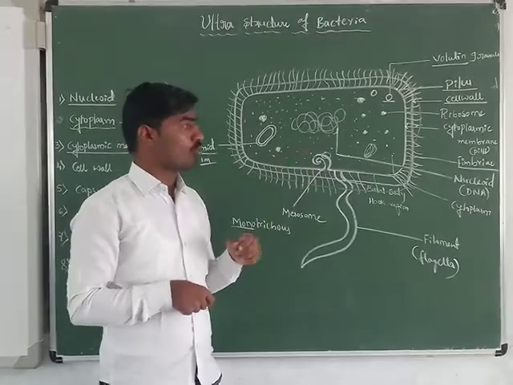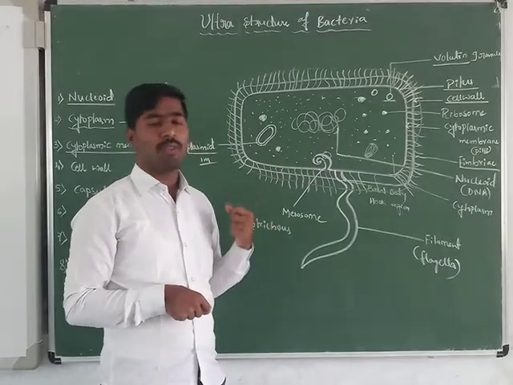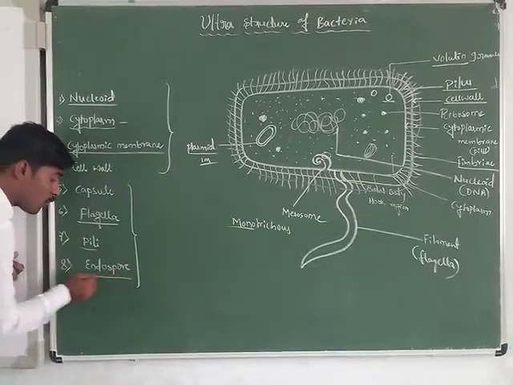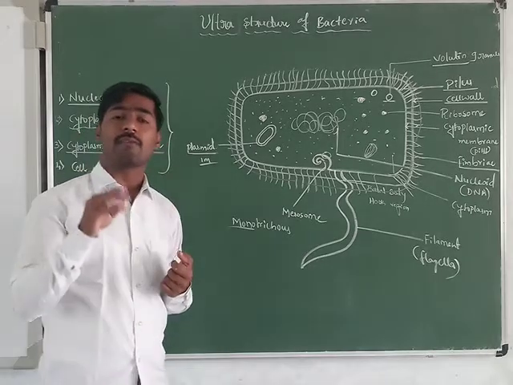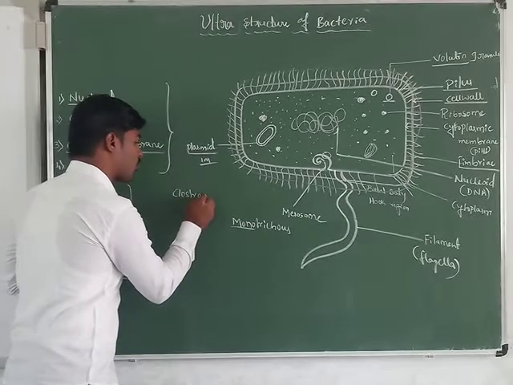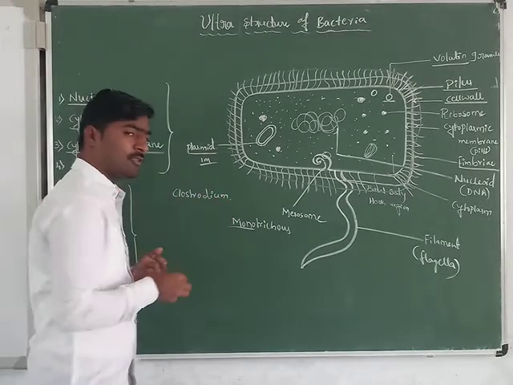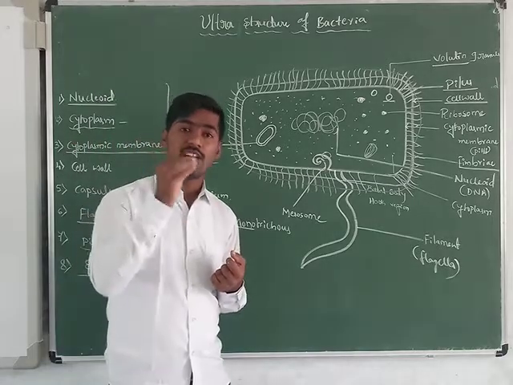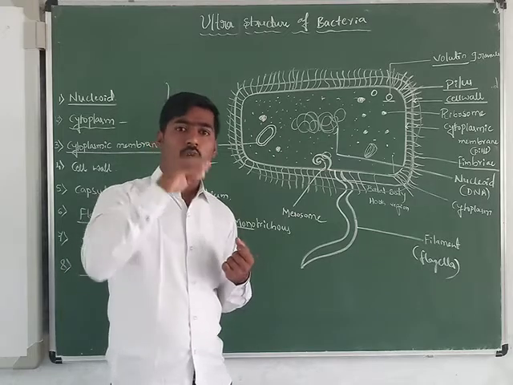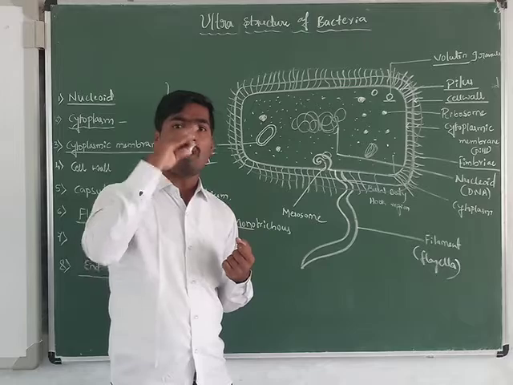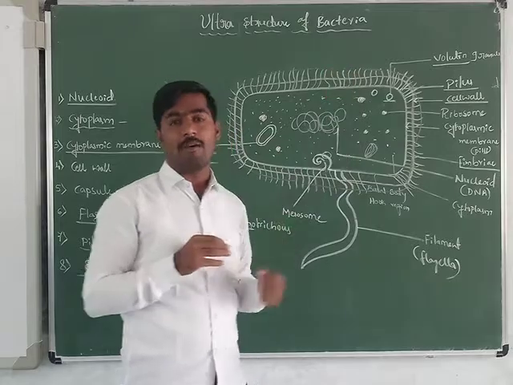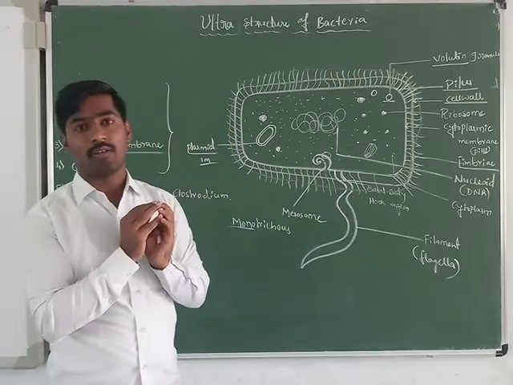There are two types: one is normal pili, another one is sex pili. And the next one is the endospore. Some species of bacteria, like Bacillus and Clostridium, when unfavorable conditions occur, form a thick, rigid cell wall around the bacteria, which is called sporulation.